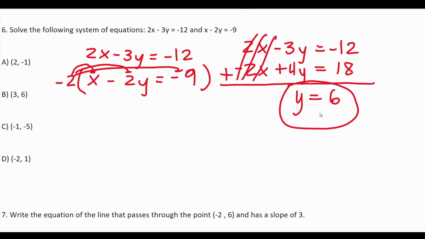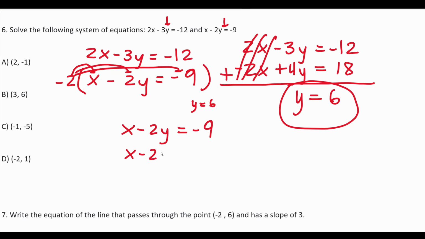Once you solve for one of the variables, you're going to take the value of that variable and plug it into either of the 2 original equations and solve for the missing variable. So here are our original equations. We have 2x minus 3y equals negative 12. Then we have x minus 2y equals negative 9. I'm going to plug this into the second equation where we have x minus 2y equals negative 9. Again, we now know what y is. Y is 6. So we're just going to plug in 6 in place of y.